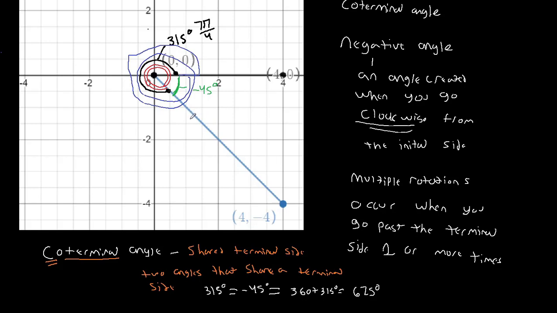Hopefully that makes sense. And again, we could go another time. We could go 720 plus 315. That would also be coterminal. We can do any number of multiple rotations. And we could even go backwards. We could start here and we could go this way around. There are a lot of different ways that you can end up at the same terminal side. But basically, any way you go, as long as you end up at the same terminal side, all of those different angles you made, even if they're multiple rotations or negative multiple rotations, those are all coterminal.